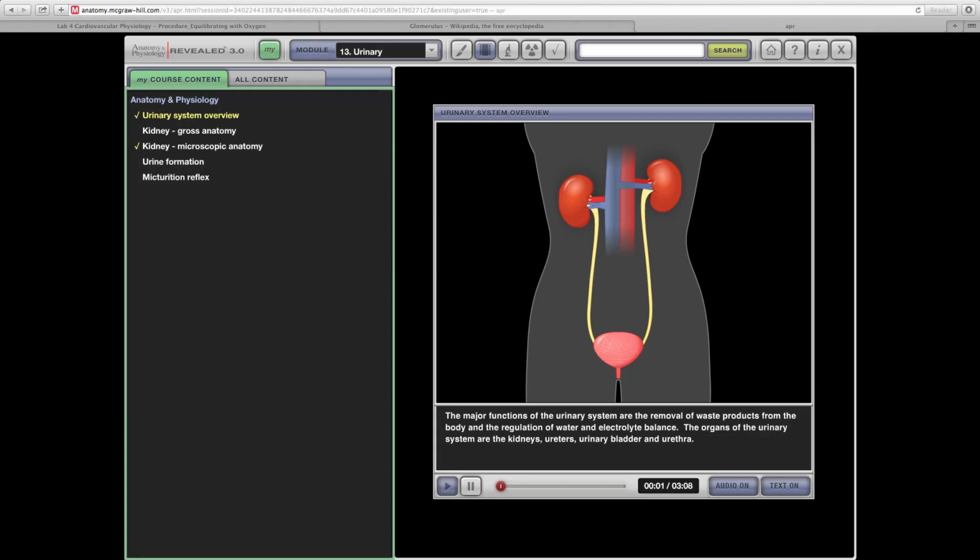The major functions of the urinary system are the removal of waste products from the body and the regulation of water and electrolyte balance. The organs of the urinary system are the kidneys, ureters, urinary bladder, and urethra. The kidneys are two symmetrical bean-shaped organs located along the posterior abdominal wall on each side of the vertebral column.